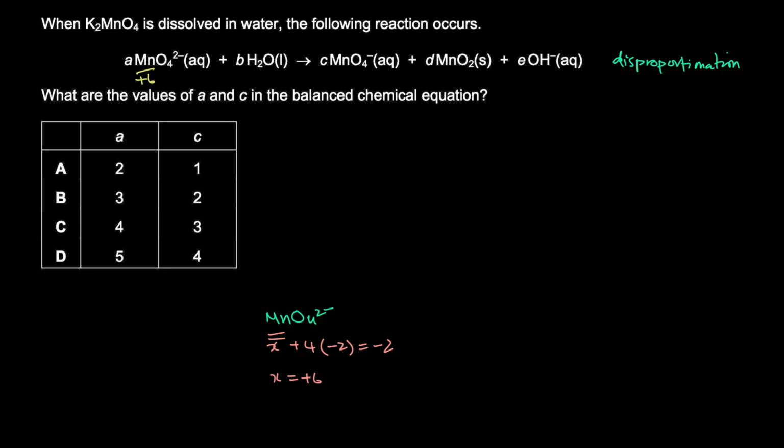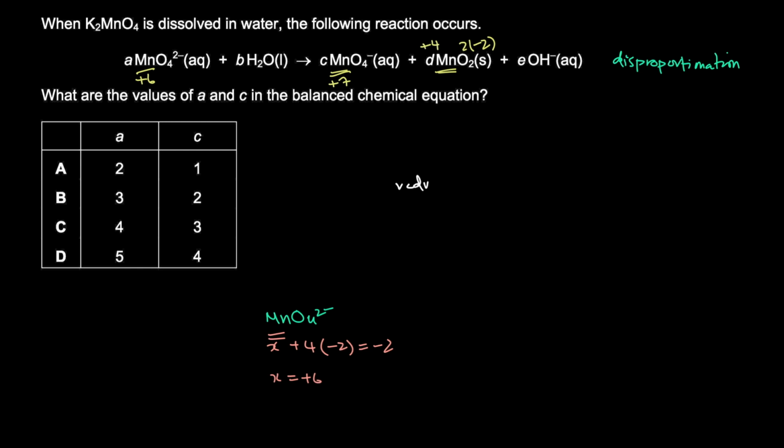And in the products, we have manganate 7, that's MnO4 minus. You should already know by now that the manganese over here is +7. And we have MnO2, that's manganese 4 oxide. We have 2 oxygens, each of which is -2. So that's 2 times -2 for the 2 oxygens. Each oxygen atom has an oxidation number of -2. That means that the manganese over here is +4.